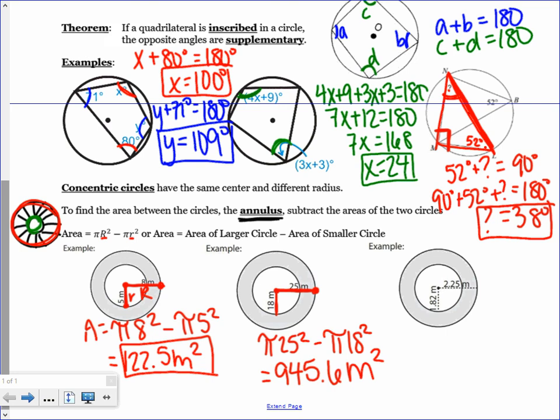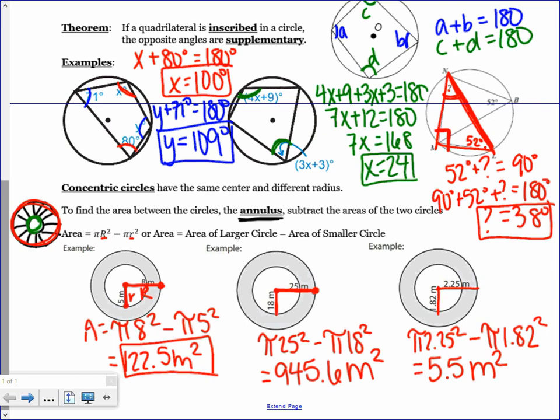On the last one, the large radius is 2.25, so pi 2.25 squared, and the small radius is 1.82, so minus pi 1.82 squared. So if you plug that into your calculator, you should get about 5.5 meters squared.